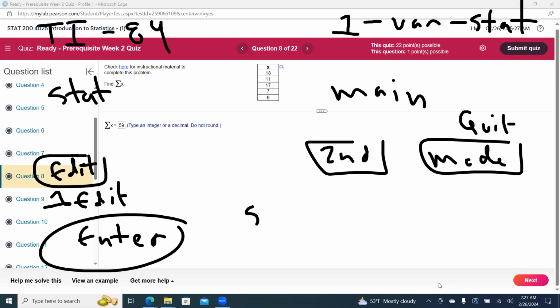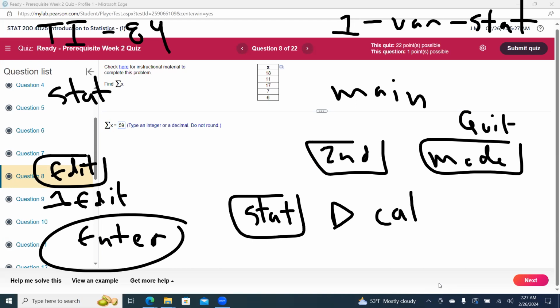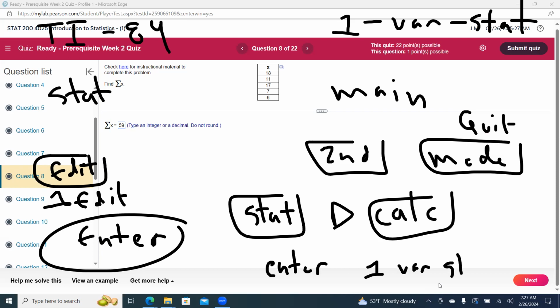So then once again, we want to do stat. And then we want to scroll over to the right to calculate. Oh, that's right. And then we just want to do enter on one var stat. It's the first one. So I'm squeezing all this in a page, but we can usually basically know. And then we have to put L1 in there, or whichever list we typed in all of our stuff.